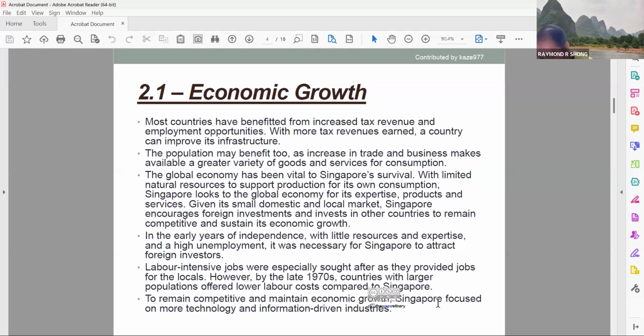Okay. To remain competitive and maintain economic growth, Singapore focuses more on technology driven. If you're not going to do this, you're killing yourself. So now you understand why you study social studies, and it is important that your teacher must explain this topic in great detail because it's your future.